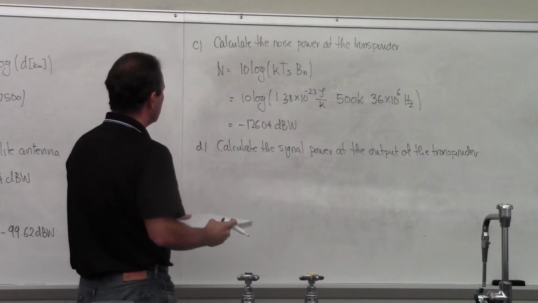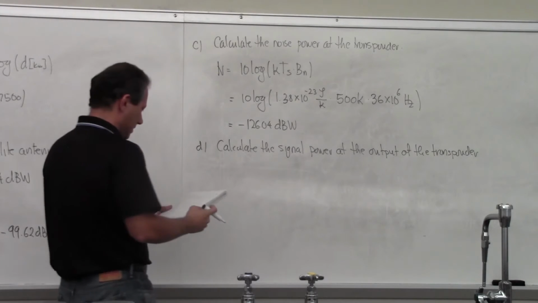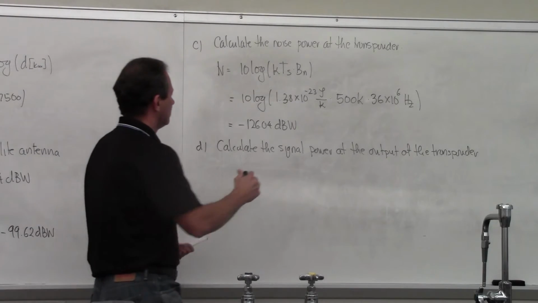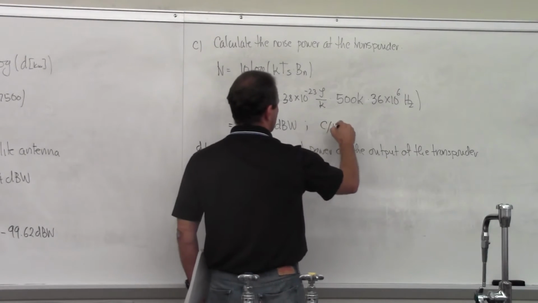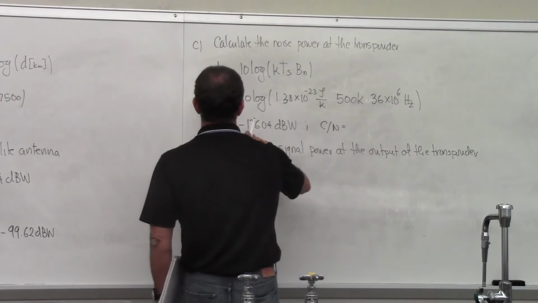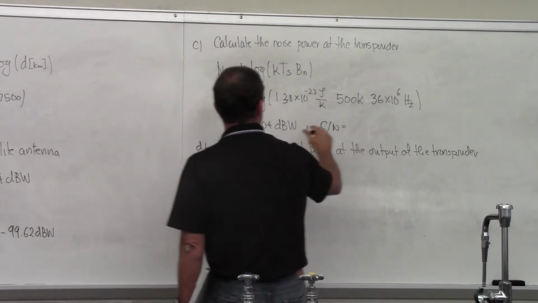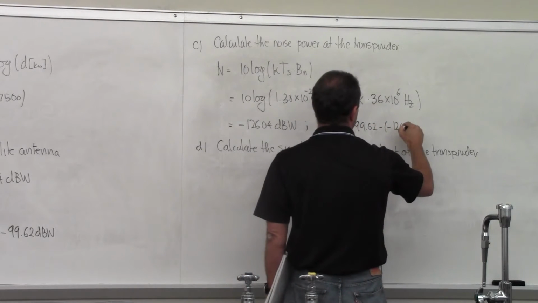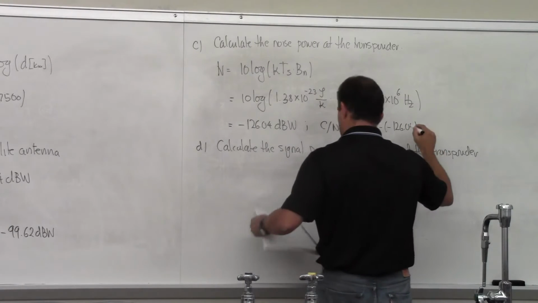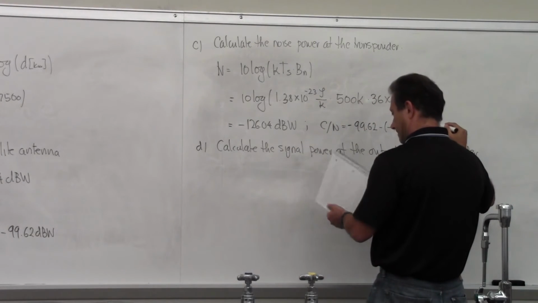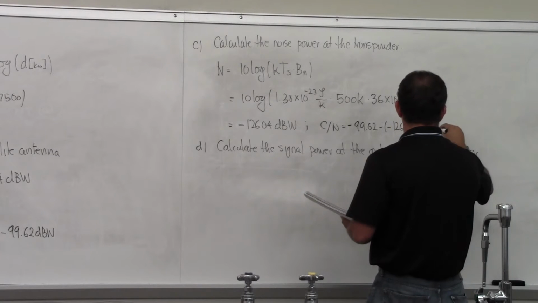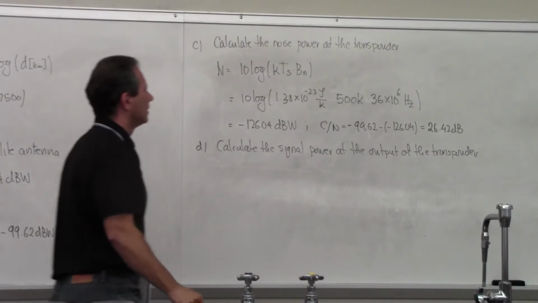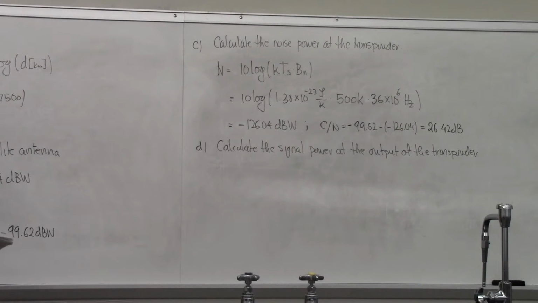Somewhere in here, we were required to calculate C to N. So if you know this, what's C to N in this case? C minus N in dB, so it becomes minus 99.62 minus 126.04. So it gives you 26.42 dB. Now, that's the C to N at the input to the transponder.